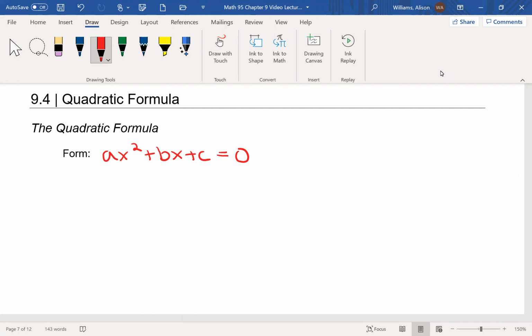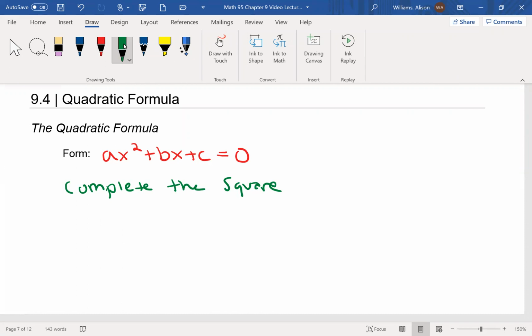And we've talked about ways to solve this. We looked at factoring, we looked at the root property, and completing the square. But we know we can't always factor. We can always, though, complete the square. And that's what we're going to do. We're going to do the steps for completing the square on this general form for the quadratic. And that's going to produce the quadratic formula.